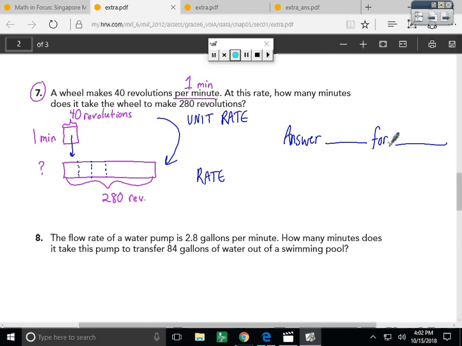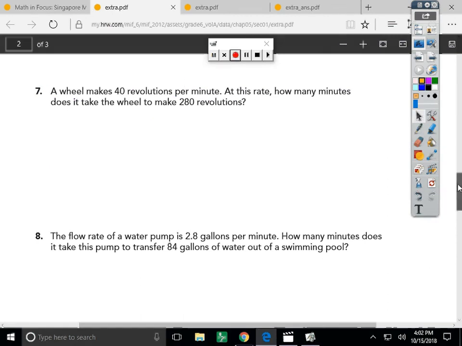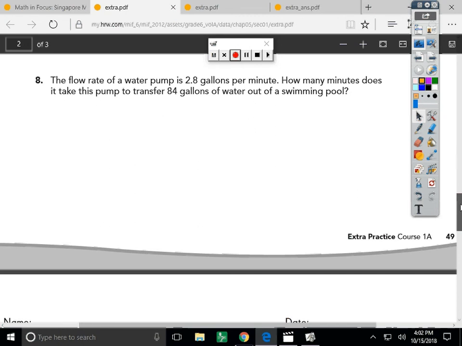All right, let's take a look at number 8. See if we can get you a quick setup and get you going. If you're struggling, hopefully things are going pretty well for you at this point though. Most of those problems are pretty familiar. The flow rate of a water pump is 2.8 gallons per minute. Oh, here we go again, per minute. That means in 1 minute.